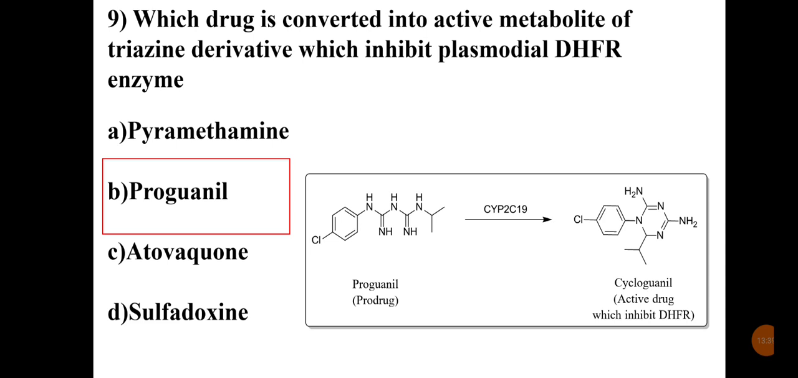That is by CYP2C19. Right? And this moiety is the triazine one. In cycloguanil you can see the triazine moiety, that is the active drug of proguanil, and which inhibits the actual DHFR, that is dihydrofolate reductase.